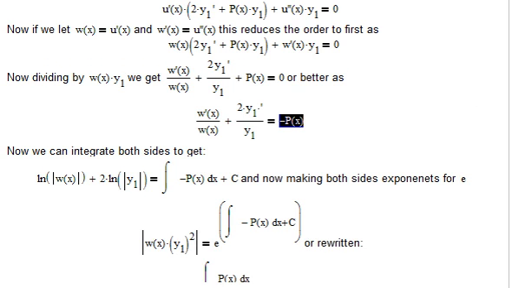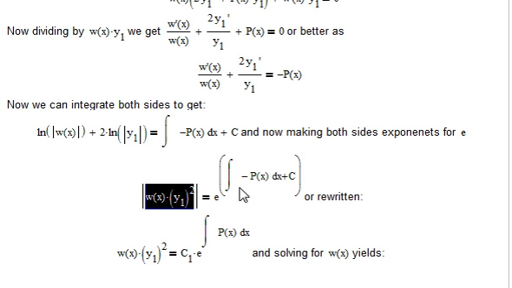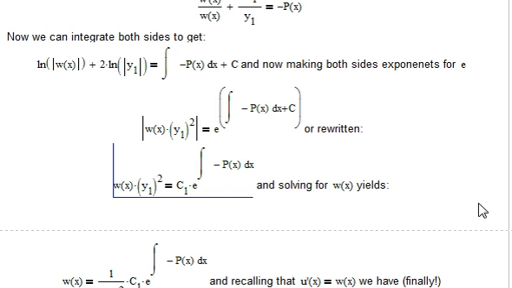And now to make both sides exponents for e, that turns out pretty nice, because this is really ln of y1 squared, so e to the ln of something is the something, and we wind up with absolute value w of x times y1 squared. And on the other side, we get e to the integral negative p of x dx plus c, which winds up being a constant. This e to the c will be that constant times e to the negative p of x dx.